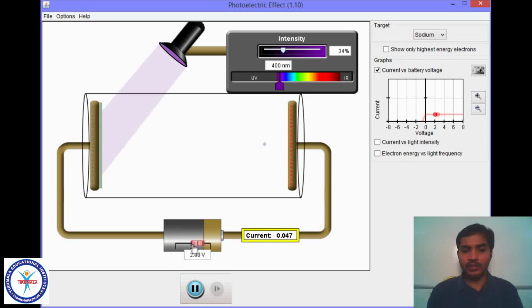Now similarly, as I move from 0 to the negative side, you can see that the current is slowly dropping, and at very close to minus 0.8, the current becomes 0. So from that we can understand that that is the stopping potential.